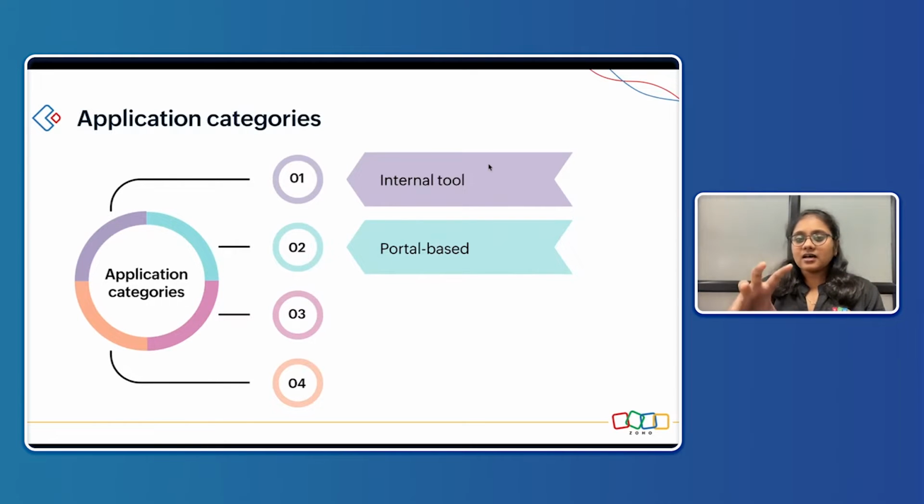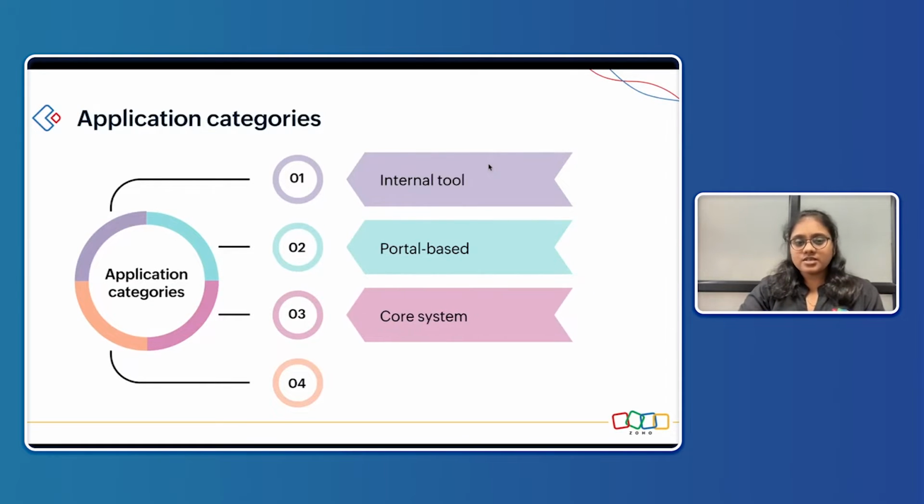And the second category is going to be portal based application. Let's say that I'm going to build an order management application with the help of Creator. So I need to provide external access to my application to the vendors or the suppliers or even the customers to place orders. So whenever I give external users access to my application, that application comes under the category portal based application.